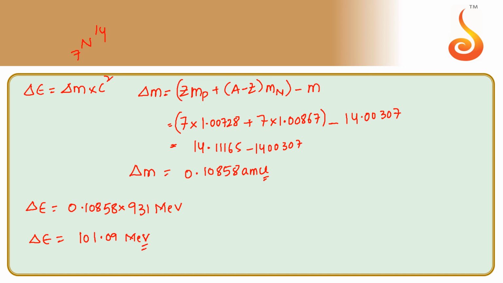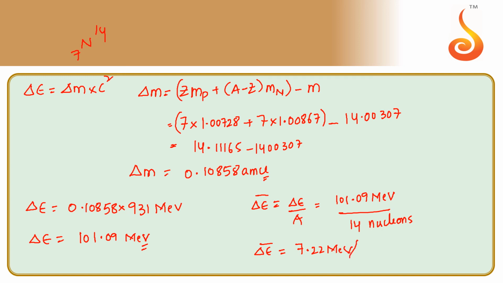We also need to calculate the specific binding energy, or binding energy per nucleon. So binding energy per nucleon is equal to the total amount of binding energy divided by the total number of nucleons, which is equal to 101.09 mega electron volt by 14 nucleons. So what we get, the specific binding energy or binding energy per nucleon, is 7.22 mega electron volt per nucleon.